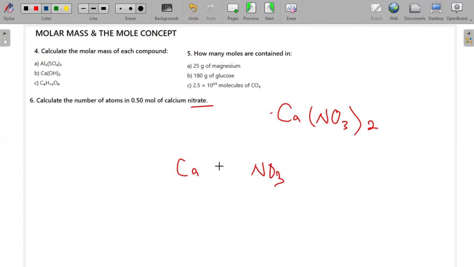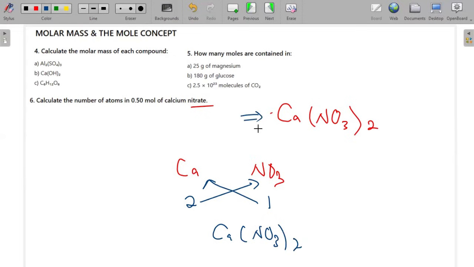So now the valence for calcium is 2. And then the valence for the nitrate is 1. So when combining them, the calcium gets the valence for the nitrate, and then the nitrate gets the valence for the calcium. So this one goes to this one, and this one goes to this. So no wonder I have Ca, and then NO3, and then 2. As simple as that. So this is the formula for calcium nitrate.